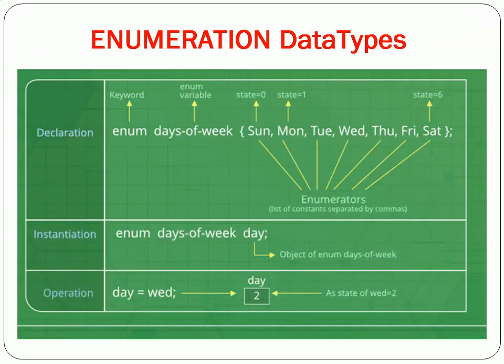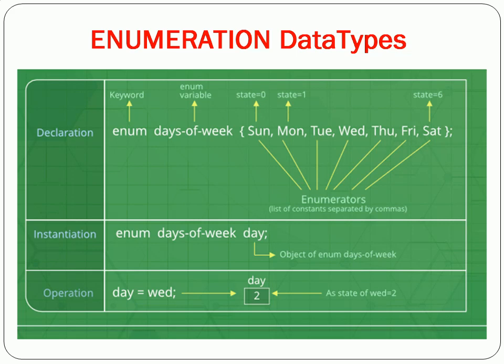In this slide, this pictorial representation explains the enumeration data type in detail. The first section is the enumerated data type declaration. Here we have declared the enumerated data type with the variable name days of week, with the values Sunday, Monday, Tuesday, Wednesday, Thursday, Friday, Saturday. These are called a list of constants, separated by commas, stored under the variable called days of week.